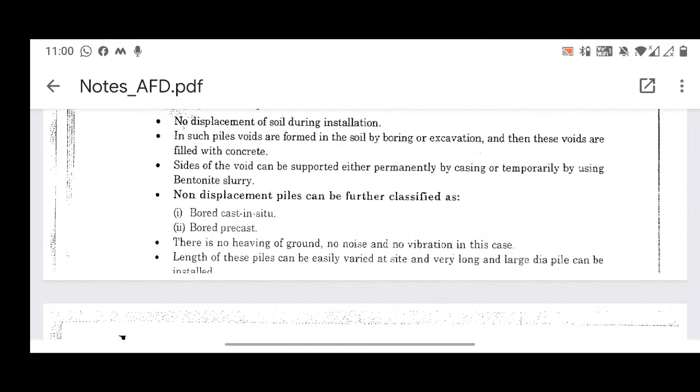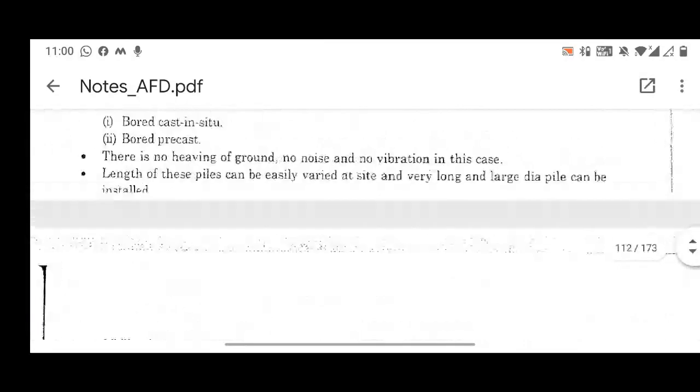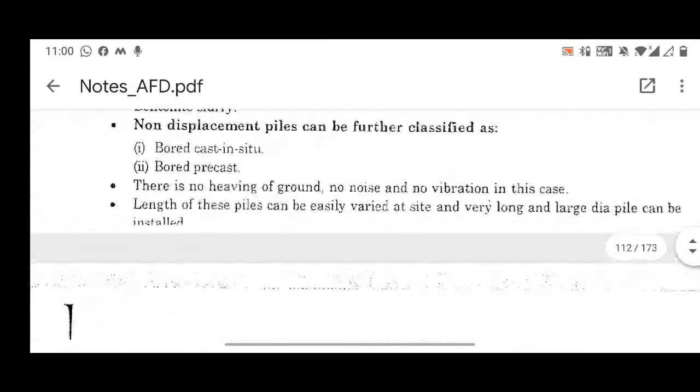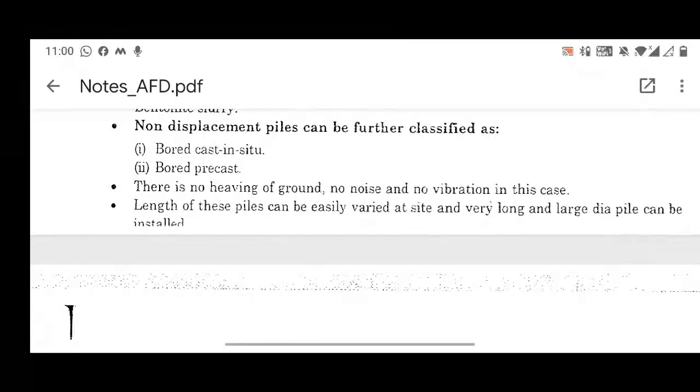Length of these piles can be easily varied at site, and very long and large diameter piles can be installed. Right? So in this case, you can easily vary the length of piles, and very long and large diameter piles can be installed. This is also very obvious, that in this case we can easily alter the dimension of the pile because we are simply casting the pile at site only. We are excavating the hole and then we are filling it with the concrete. So up to any depth we can dig a hole and then we can pour concrete and create such kind of piles.